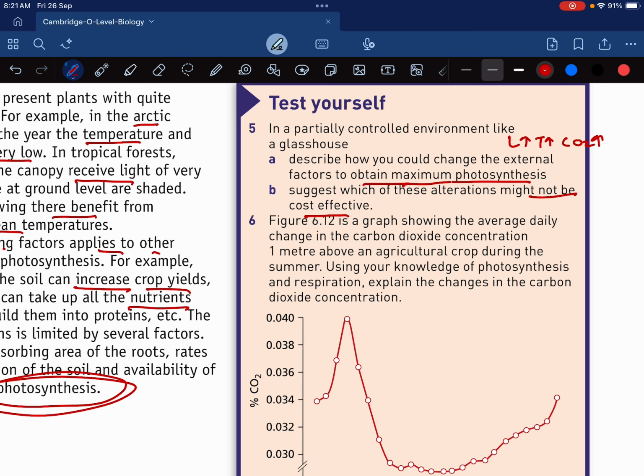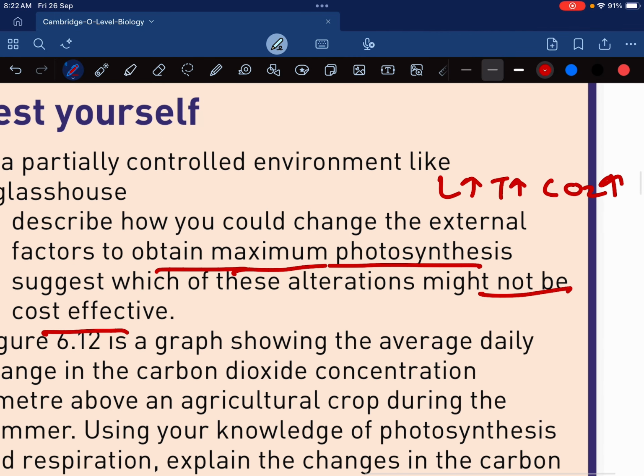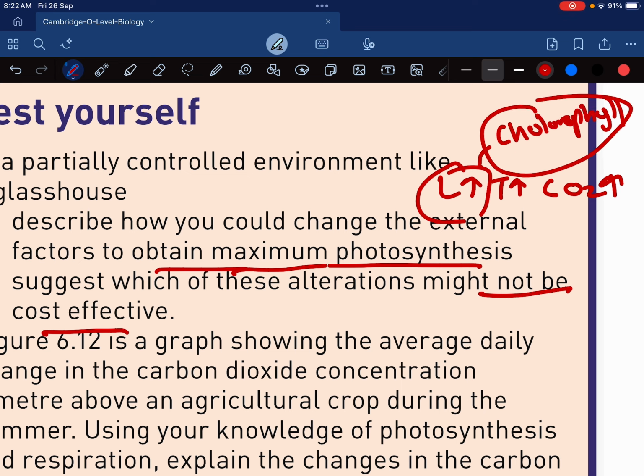I'm not exactly sure, but most probably something which is not as cost effective would be increasing the light intensity, because हो सकता है कि there's a limited amount of chlorophylls, right? तो जब वो इतने लिमिटेड हैं तो आप लाइट इंटेंसिटी बढ़ा के क्या करोगे? वो लाइट तो वेस्ट ही हो जाएगी, right? It's going to be wasted, so no point.